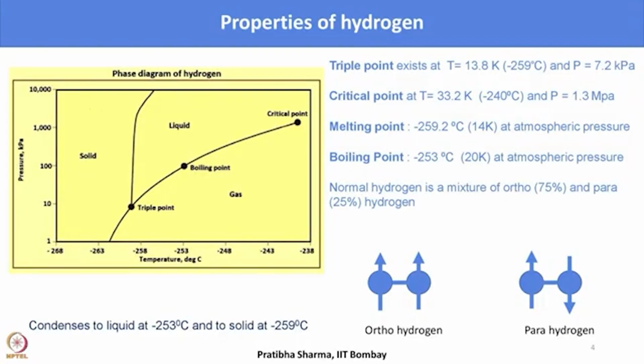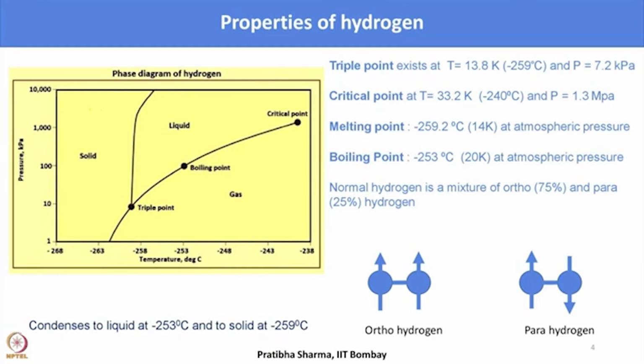If we look at the phase diagram of hydrogen, there are different regions wherein hydrogen exists in the form of solid, liquid and gas. The triple point of hydrogen, wherein all three phases coexist, is at 13.8 K, that is minus 259 degrees centigrade, and a pressure of 7.2 kilopascal, which is very low. Hydrogen's boiling point is at minus 253 degrees centigrade, that is 20 K at atmospheric pressure.